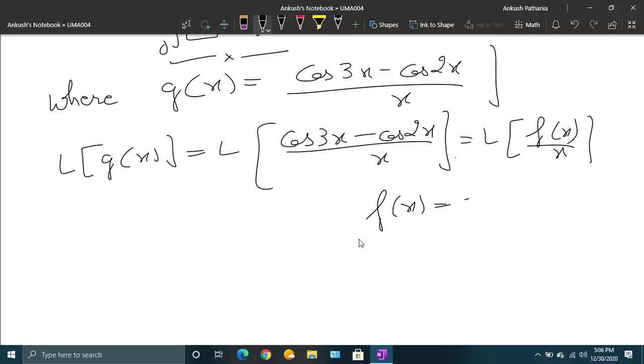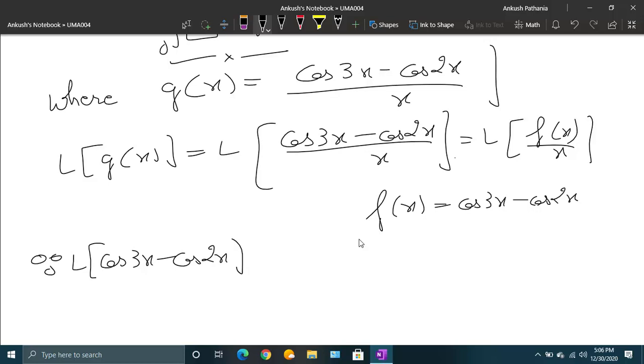So I need first the Laplace of your f(x), that is here cos 3x minus cos 2x. So I need Laplace of this first. Now since Laplace of cos 3x minus Laplace of cos 2x is p upon p square plus 9, writing it directly, minus p upon p square plus 4.